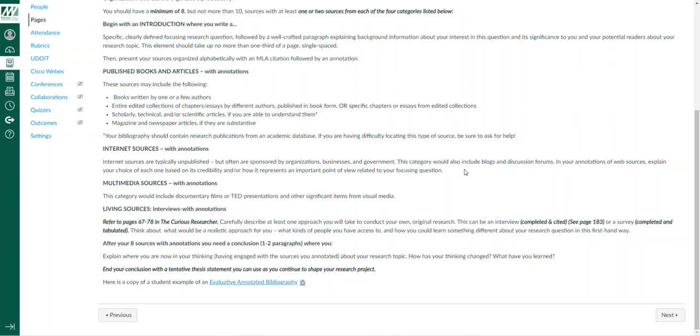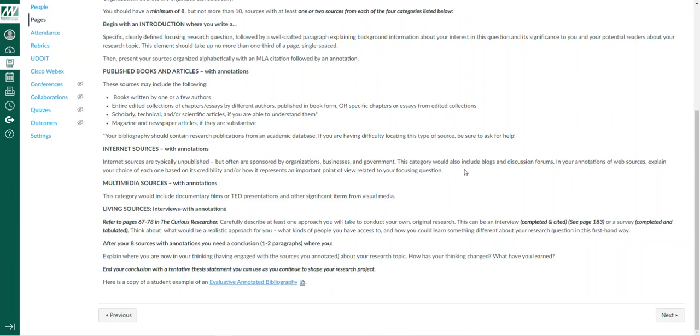You should read pages 67 through 78 in The Curious Researcher. Carefully describe at least one approach you will take to conduct your own original research. This is okay. I usually include field work here, but because of the pandemic, we just can't do that at this time, right? So this can be an interview.